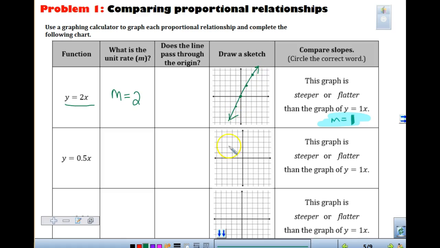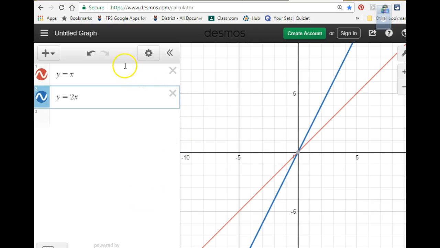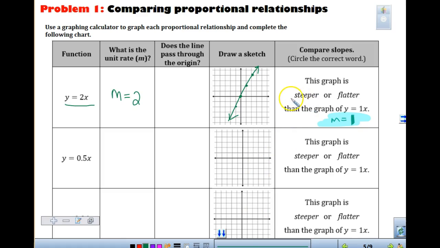We were comparing it, it said, to y equals x. So you're comparing it to the red line. So the question says, is it steeper or flatter? Our blue line. And it was steeper. So in our notes, we are going to put it is steeper than that.